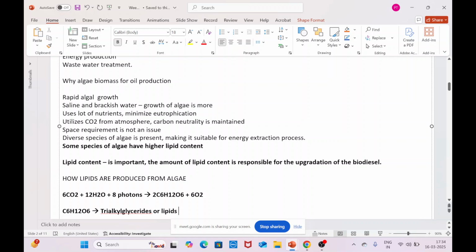So as we saw previously, diverse species of algae are present, which makes it suitable for the energy extraction process. Well, that is true, because as per their classification, there are different types of algae, and each algae has its own characteristics and may or may not be suitable for bio oil generation or bio oil production.